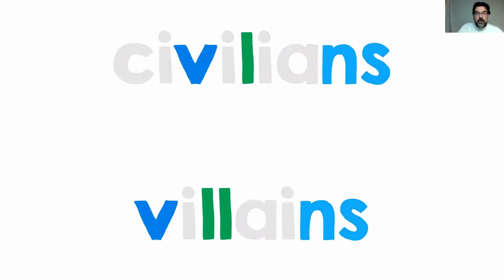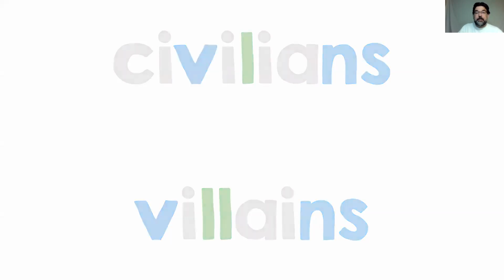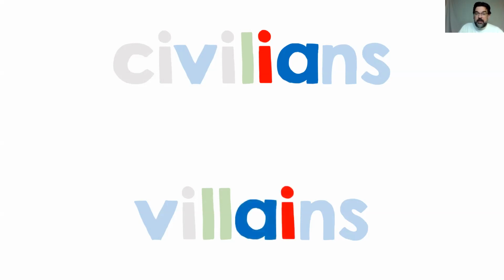First of all, if you're in a rush and you're reading civilians, there's a VL and an ending NS in both of these words. And your brain might pick up those letters and fill in the blanks. But there's a big difference. There's a vowel pair IA towards the end of civilians. And we'll look at where that comes from in a moment. But in villains, those letters are reversed. It's an AI. That's the big difference.